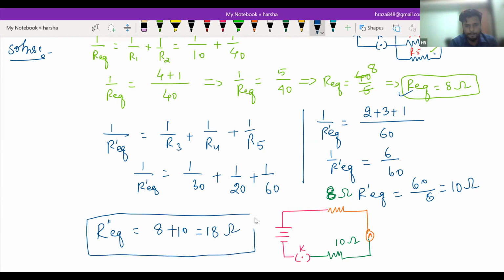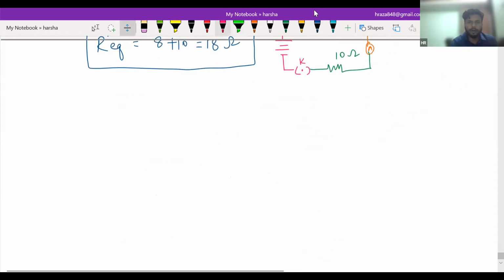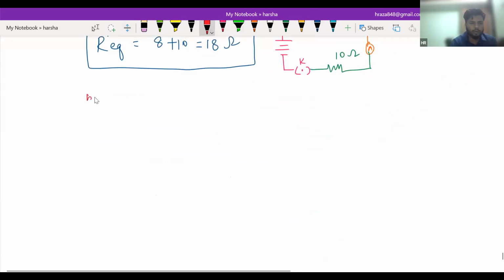Is that clear? Yes, sir. This is the first part, A part. Now we are going to calculate B part, and what we need to calculate in B part? Current flowing, total current flowing through the circuit. Now we will apply Ohm's law. V is equal to IR, I is equal to V upon R.